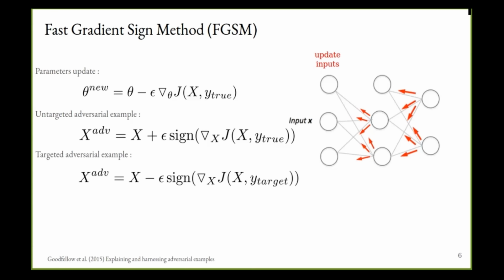In a targeted way, we could optimize the inputs in order to achieve a specific targeted class. And then we would optimize the input in order to achieve this adversarial objective.